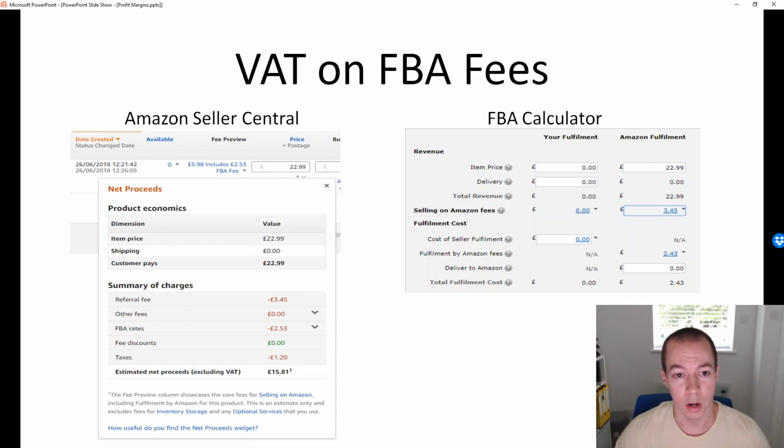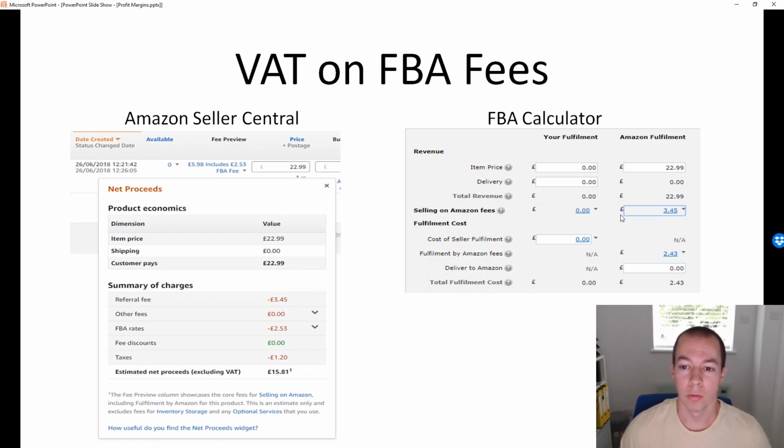The first thing I just want to touch on though is whether VAT is applicable to the FBA fees. This is a question that a guy called Joe Howlett raised in one of my other videos, and I did some research on it, and I want to show you screenshots directly from the Amazon calculator, which is freely available online, and also the actual fees exactly from the Amazon Seller Central, which I've also got here.